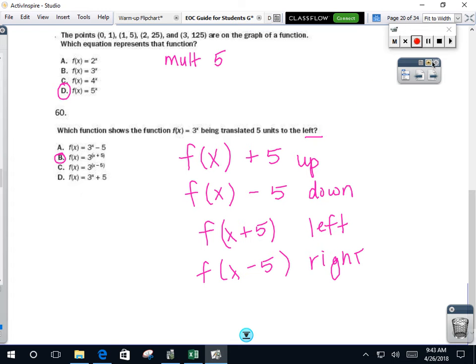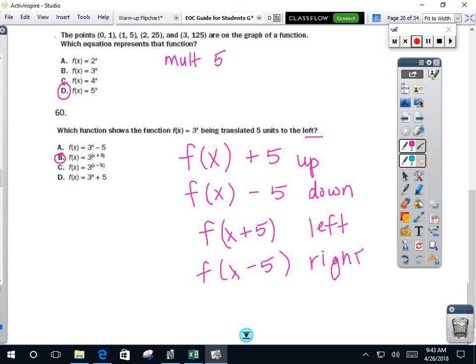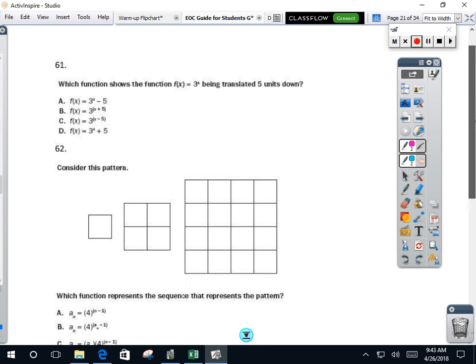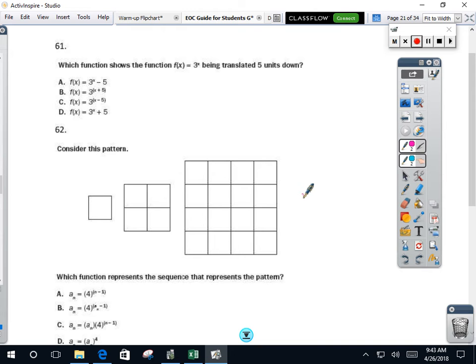All right, page 21, problem number 61. Which function shows the function f of x equals 3 to the x power being translated 5 units down? A. We just talked about that in the previous one. To go down, it's just minus 5 on the end, not with the x, just on the end.